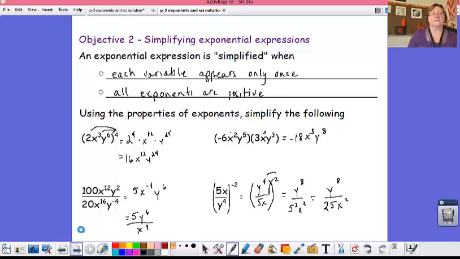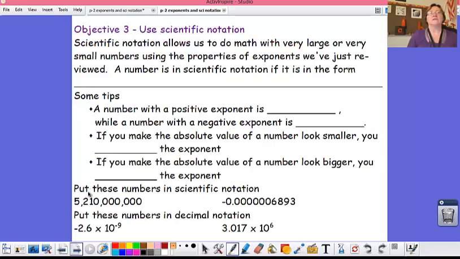Very good. We're going to move on to the scientific notation part of this lesson. Scientific notation is just a way to let us do math with really big numbers or really small numbers, and it uses the properties of exponents that we just looked at. A number is in scientific notation if it follows this format. A times 10 to the nth power.